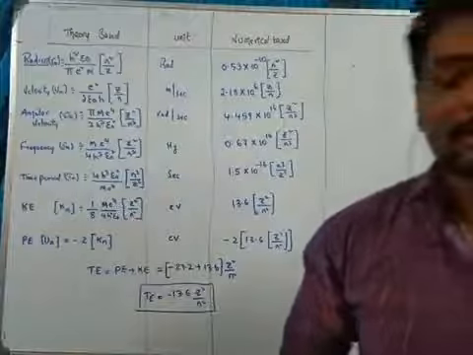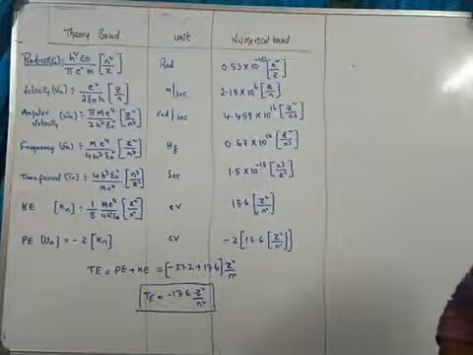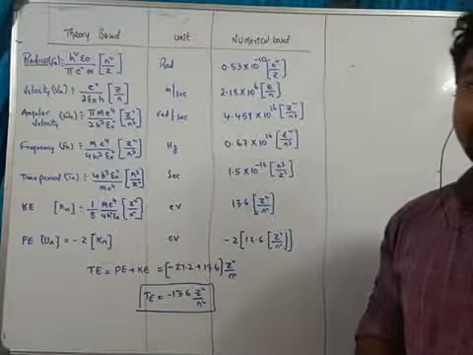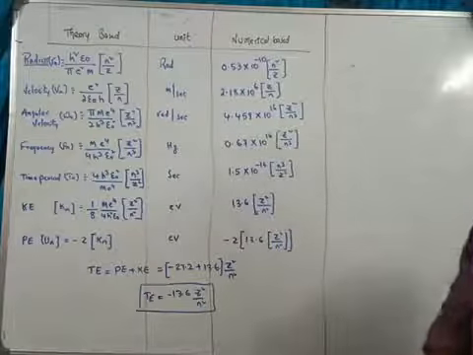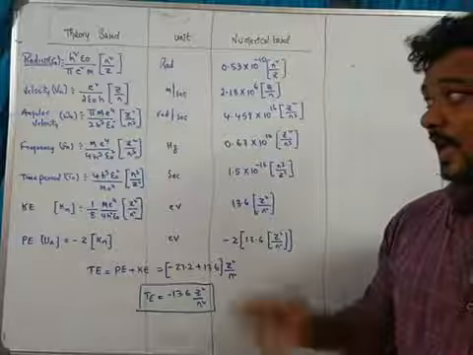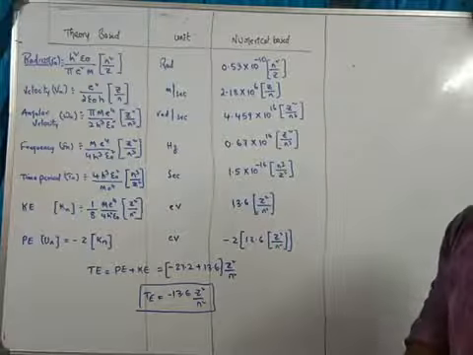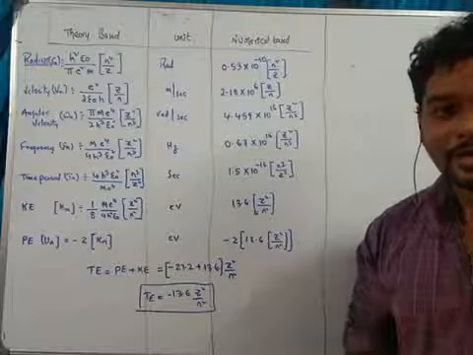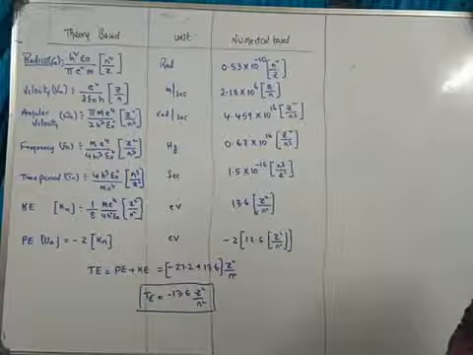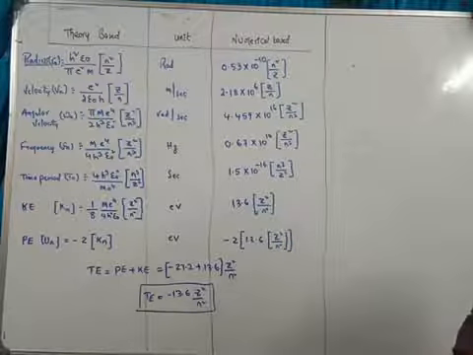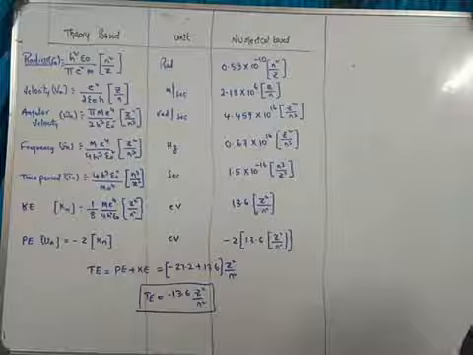Already we calculated the theory-based and numerical-based aspects of atoms. What will be its radius? What will be the velocity of the electron? What will be the angular velocity of the electron? Next, the frequency, time period, kinetic energy, potential energy and total energy. I'm making a simple format in theory-based, numerical-based and unit, and I represent it in a tabular form.